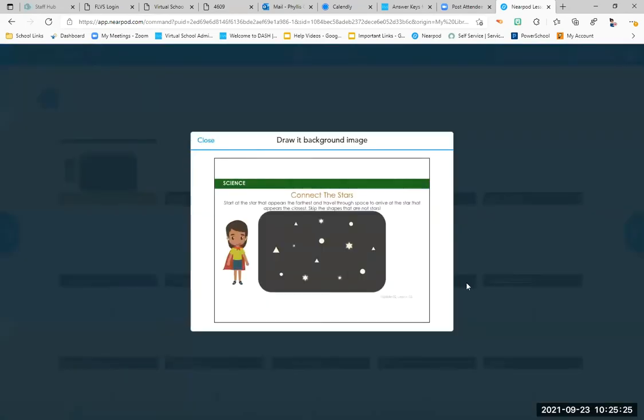So here we go. Now we get to connect the dots. Some of these are not stars. Stop. Wait. Hold on. Not all of those are stars. Some are triangles. I don't want to connect the triangles. Some of those are planets. See the circles? Don't connect those. Here's the directions. Start at the star that appears the farthest away and travel or connect the stars through space to arrive at the star that appears the closest. But skip the shapes that are not stars.